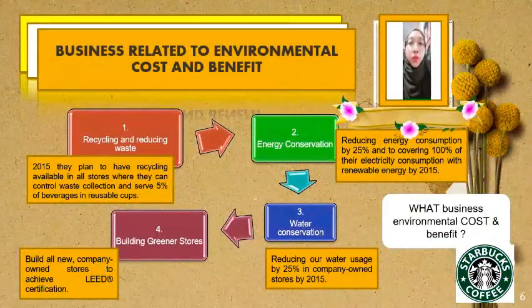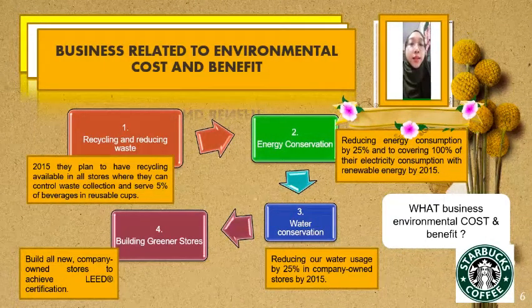Okay, now we move to a business related to environmental cost and benefit. We choose Starbucks as an example. First, recycling and reducing waste. They do recycling in store, for example, recycling cardboard boxes, milk jugs, syrup bottles, and coffee grounds. Next, reusable cups. They serve customers beverages in a ceramic mug, which helps keep our forests intact.